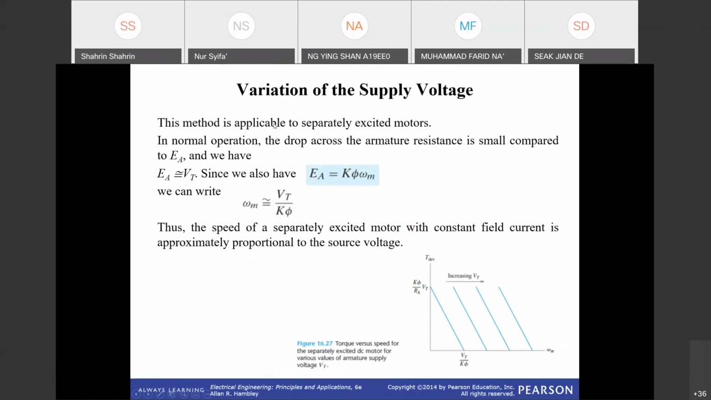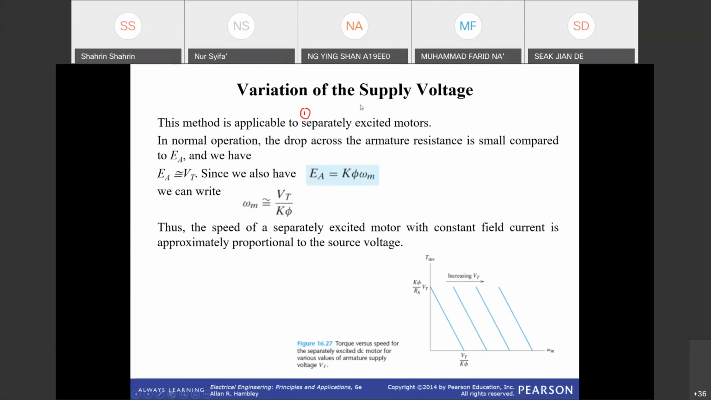The first method, as you can see here, is the variation of the supply voltage. But this method can only be applied for the separately excited DC motor. For shunt and series, this type of control cannot be applied. So how can we control VA?